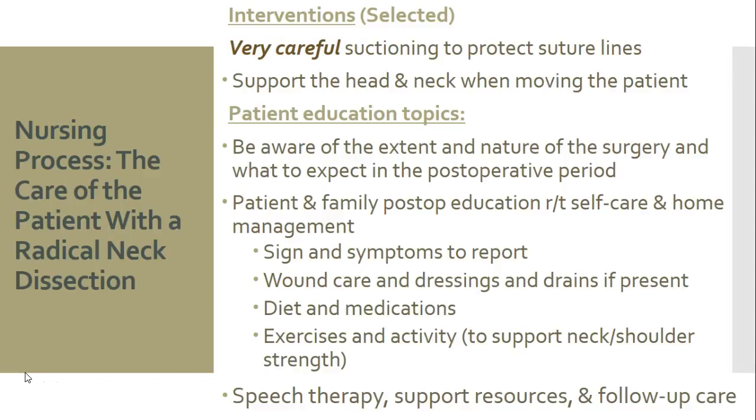They need to know what signs and symptoms they need to report, for example, shortness of breath, signs and symptoms of infection, that sort of thing. Making sure they know how to take care of their trach site and their wounds and their dressings and drains, what kind of diet they need to be on, what medications they'll need, and then the exercises and activities they will need to do in order to rehab those neck muscles. And there is a good diagram in your book on the rehab exercises for these radical neck dissection patients. Other support systems that will be in place will be speech therapy, making sure they have support resources and follow-up care in place as well.